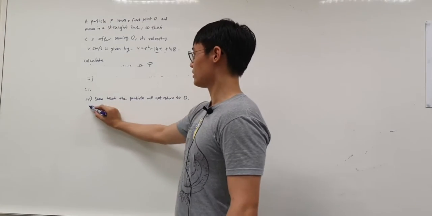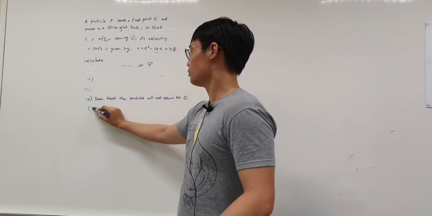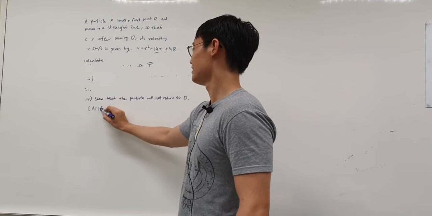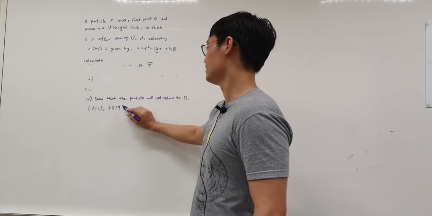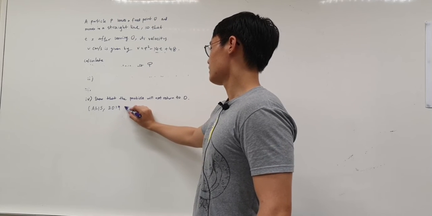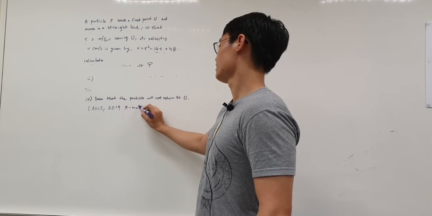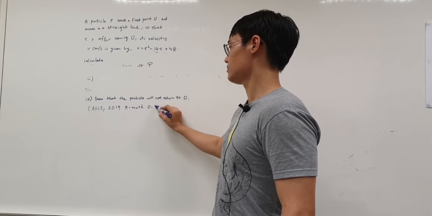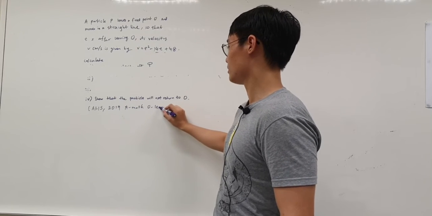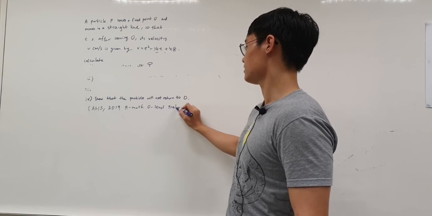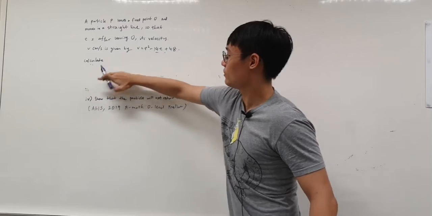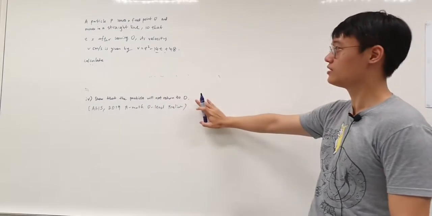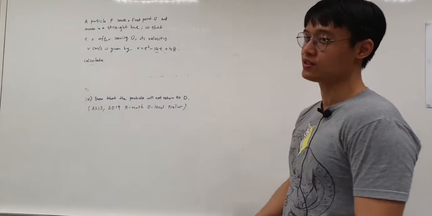This question is thanks to Anglican High School, 2019 A-Maths O-Level prelim paper. What we want to do is show that the particle will not return to O. And what is the best way to solve it?